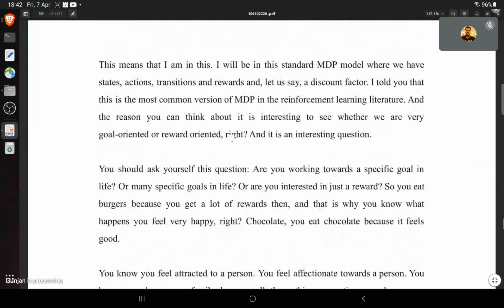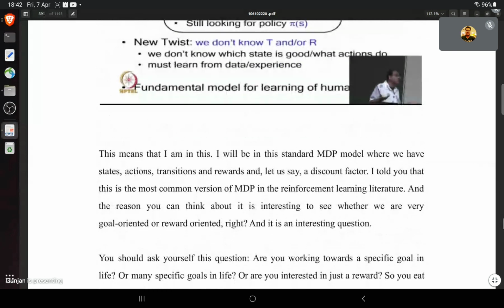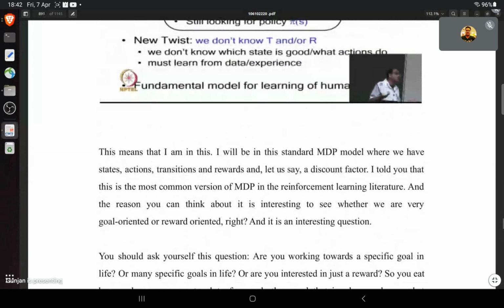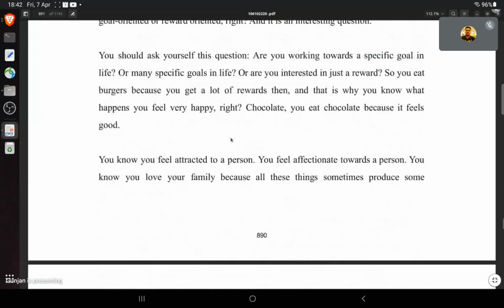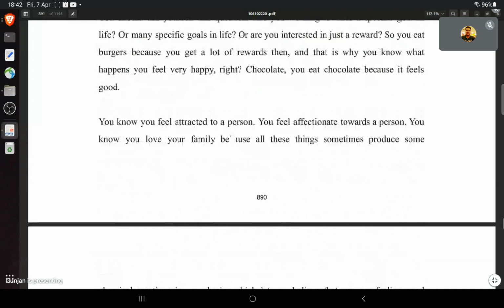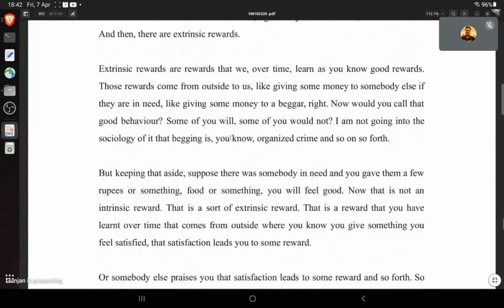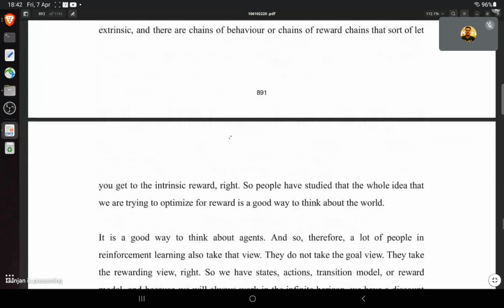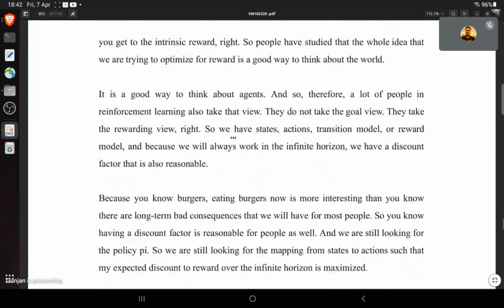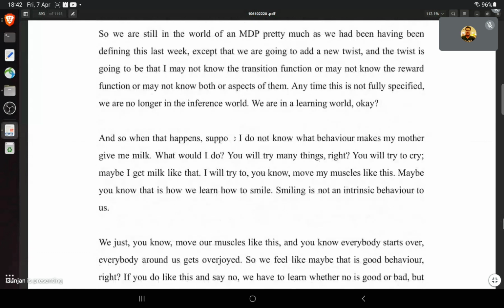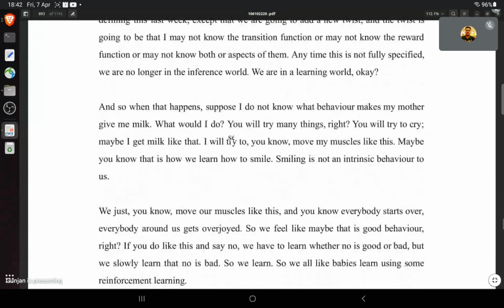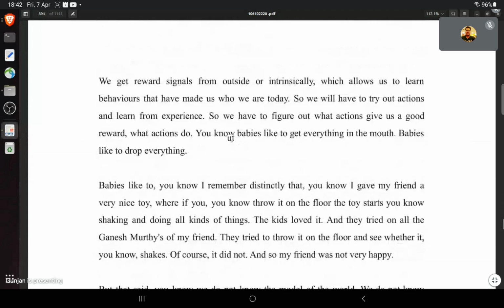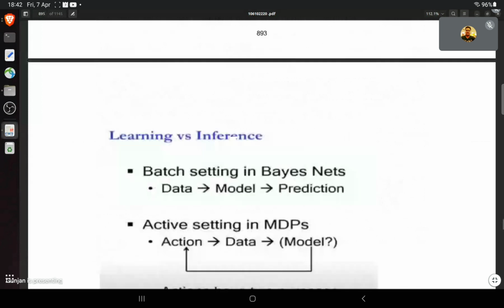I see there are lots of things here. This means I will be in a channel where we have state transition. I told you that this is the most common version. You should ask yourself, are you working towards a specific goal? But I felt like this week there were very philosophical things going on. The decision theory was certainly interesting. So we are still in the world of MDPs pretty much as we have it.